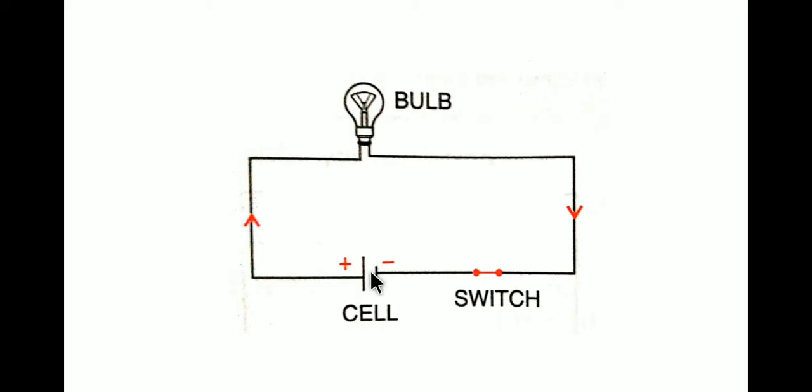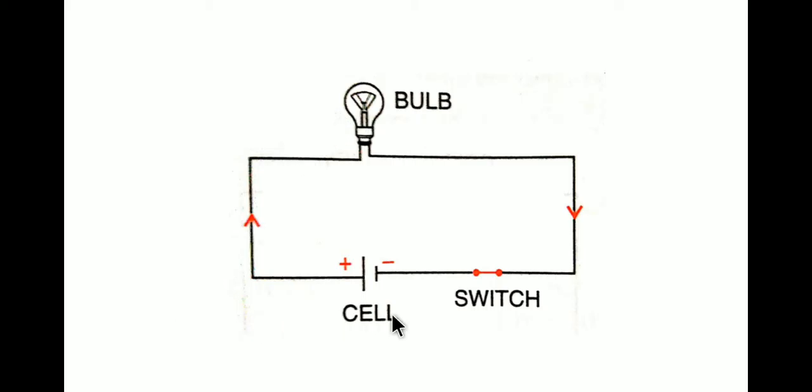So this is a symbol of a cell. Here we have a switch and here is the load, or simply the bulb. Load means any appliance which will use the electric energy to do some work. So the bulb is using the electric energy to do some work.